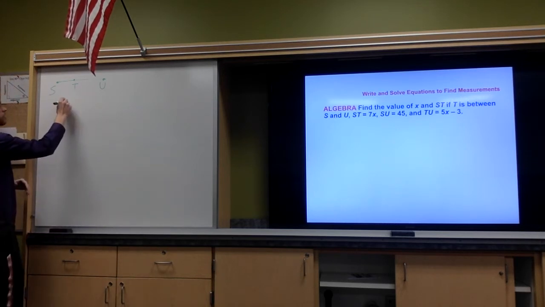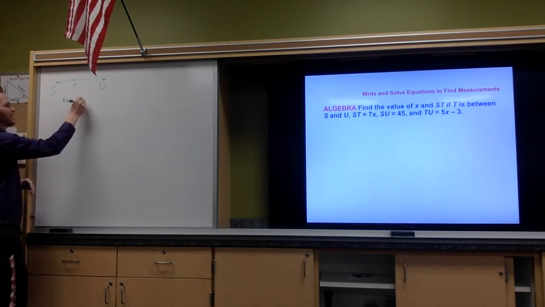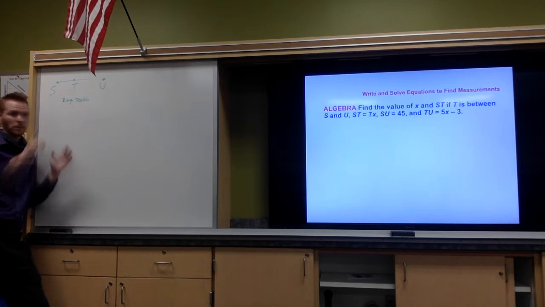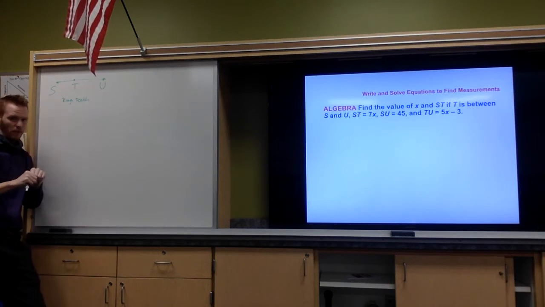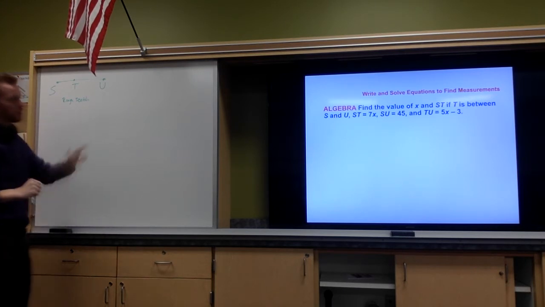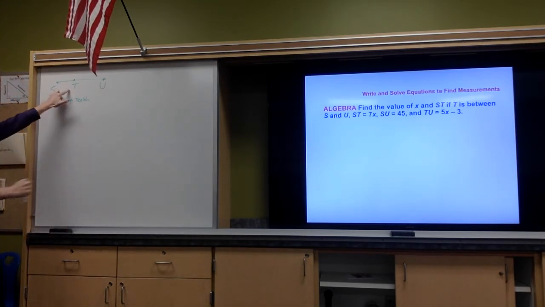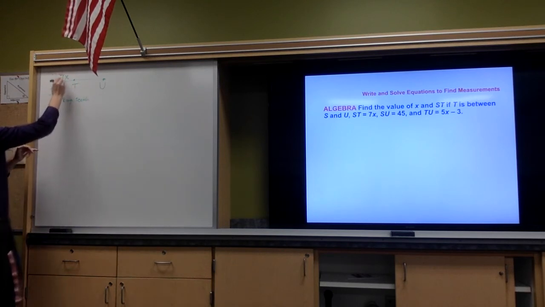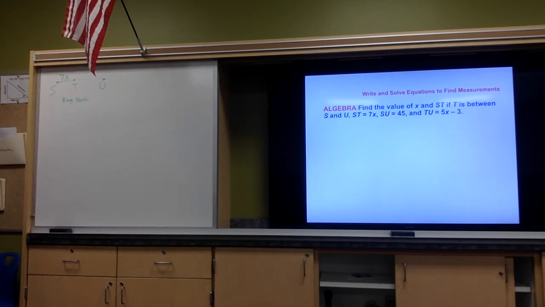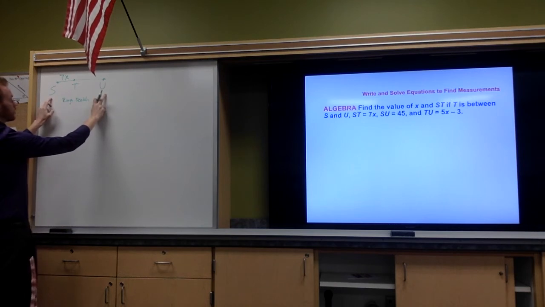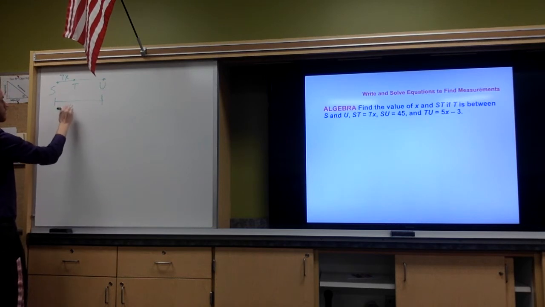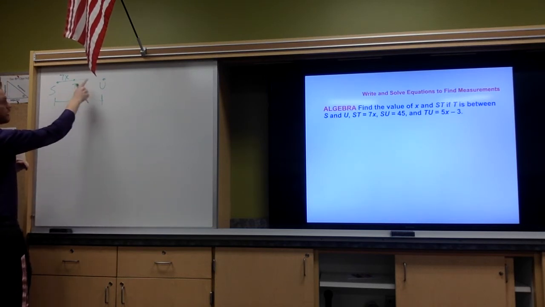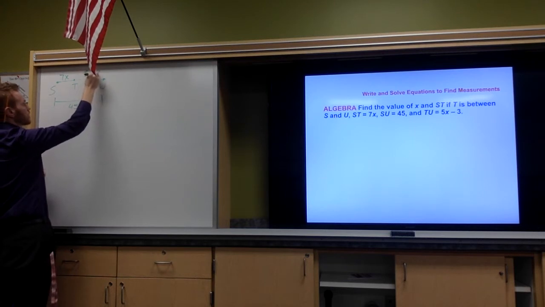This is a rough sketch. I'm going to put that down. Rough sketch. It's not drawn to scale whatsoever. We could be plugging numbers in and you're like, wait a minute, this is smaller than this one. It shouldn't be drawn that way. That's okay. Just having a picture helps. They give me some measurements here. From S to T, it's 7x. I'm going to write it on the picture itself. From S to U, the whole distance is 45. From T to U, it's 5x minus 3.